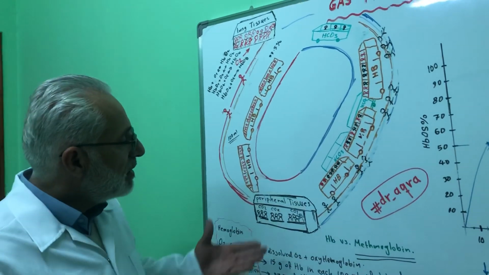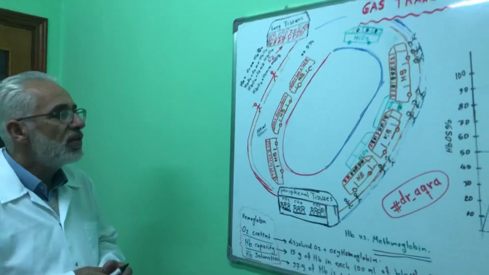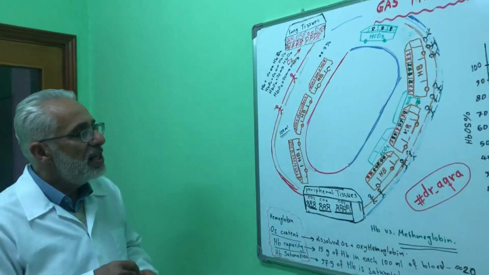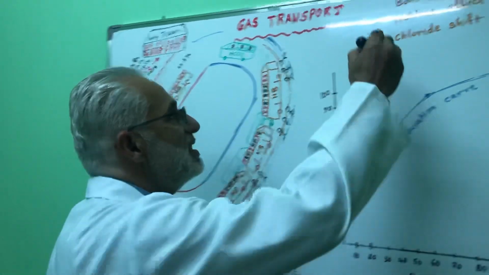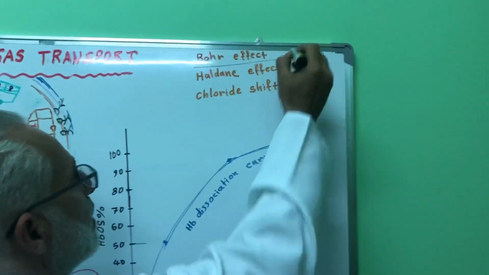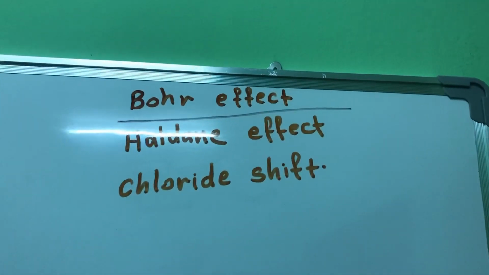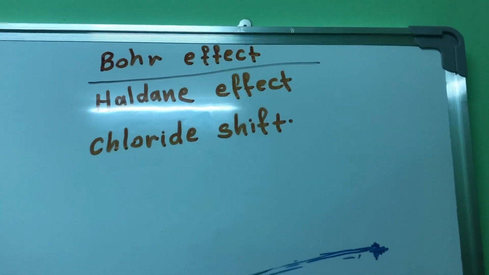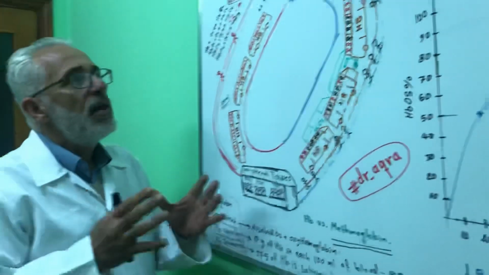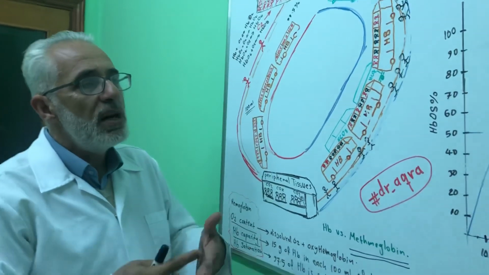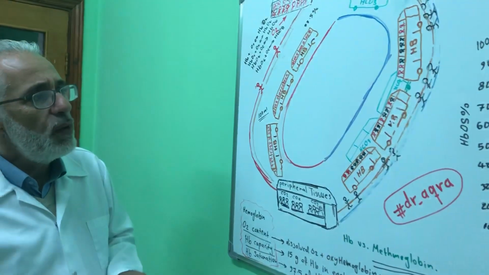And the other factor that will promote the hemoglobin to dissociate from oxygen is the increased partial pressure of CO2. This is called the Bohr effect. I think that you have studied that in biochemistry. The Bohr effect means that when there is an increased partial pressure of CO2, the affinity of hemoglobin toward oxygen is decreased and the dissociation will occur.